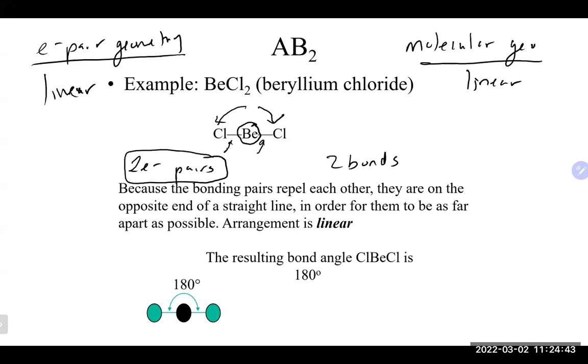They spread out to opposite ends of a straight line, and we end up with this linear geometry, which accounts for both the electron pair geometry and the molecular geometry, because we're talking about the same type of electrons. They're both bonding electrons within a bond. The bond angle is 180 degrees as you go across. So 2 electron pairs, 2 bonds, linear for electron pair geometry and linear for molecular geometry. That obviously is an exception to the octet rule. That's an incomplete octet there.